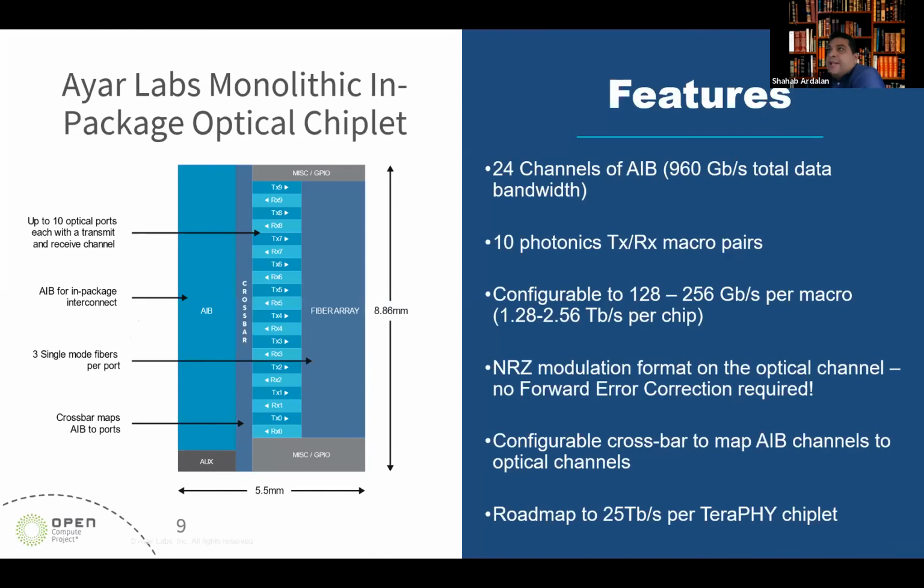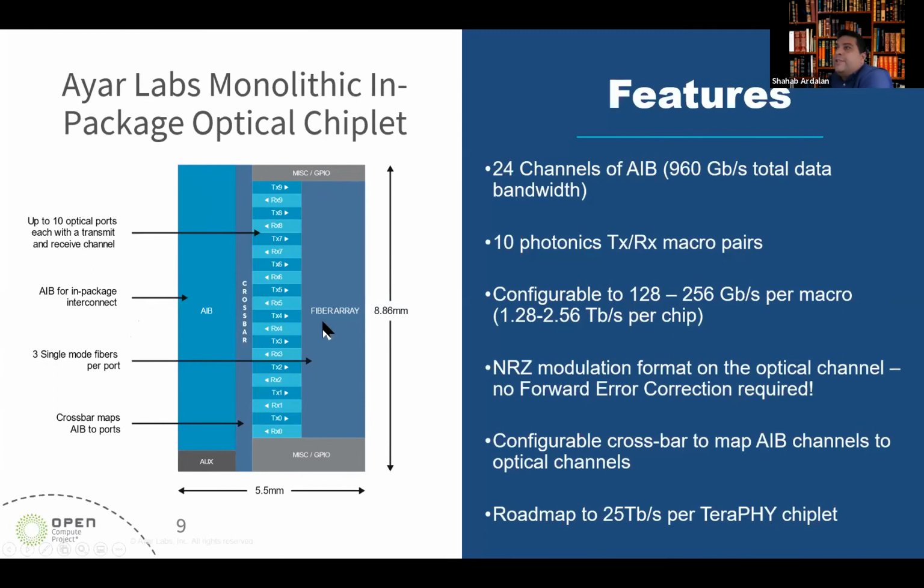This is basically a snapshot from the chip, what is inside the TeraPHY from Ayar Labs. At the left side, we have an AIB, which is the die-to-die link that we have. And then we have a crossbar here to convert it to the internal serial speed that we need. We have 10 macros of the TX and RX, and each side of this macro, we have 8 TX and RX for each wavelength, basically.